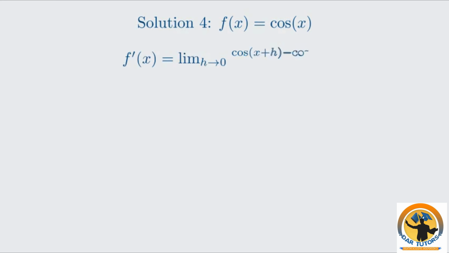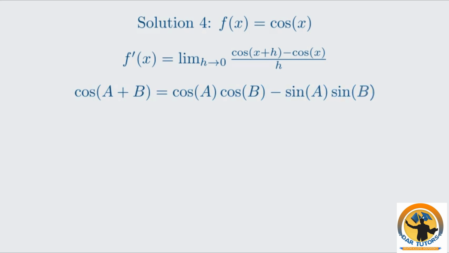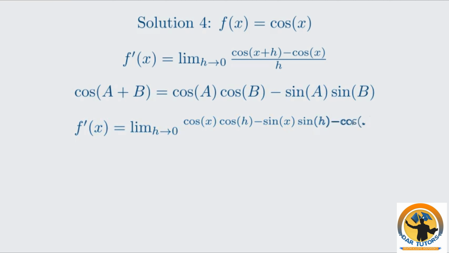Here is the solution for question 4. We need to prove that the derivative of cosine x is negative sine x. We start with the definition. We use the trigonometric identity for the cosine of a sum of angles. Recall that cosine of a plus b equals cosine a cosine b minus sine a sine b. Substituting this into our limit, we get the limit of cosine x cosine h minus sine x sine h minus cosine x, all over h.